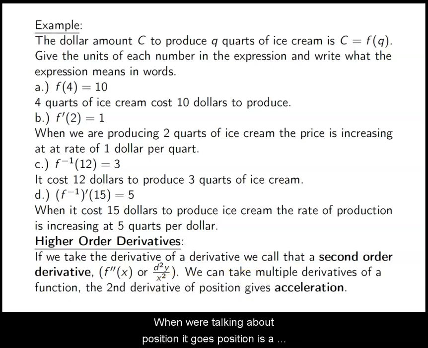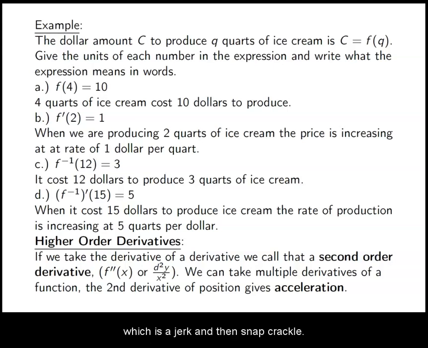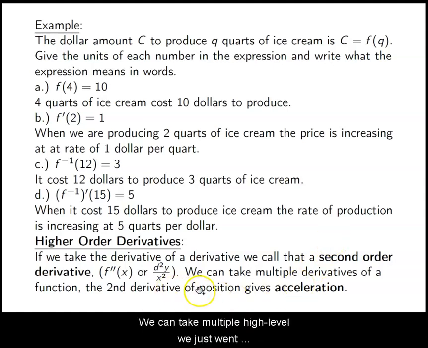When we're talking about position, position is our regular function, velocity is our first derivative, acceleration is our second derivative, and then we get into third, fourth, and fifth, which are jerk, and then snap, crackle, and pop, actually, is what they're called. We'll talk about those a little bit later as well. But we can take multiple high-level derivatives. We just would do this process over a second time or a third time or a fourth time.